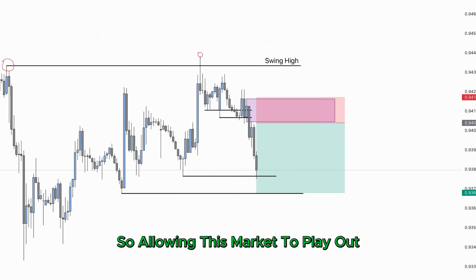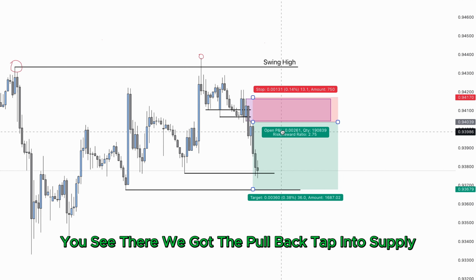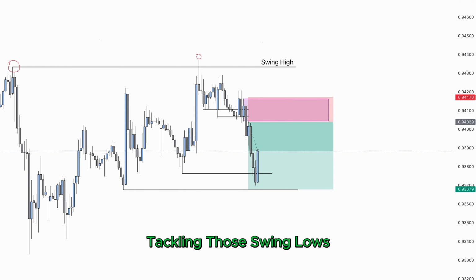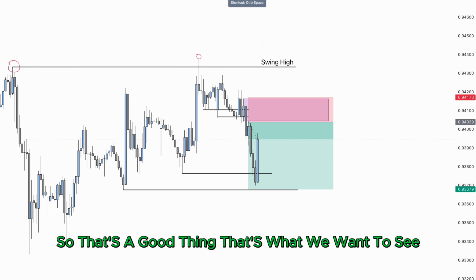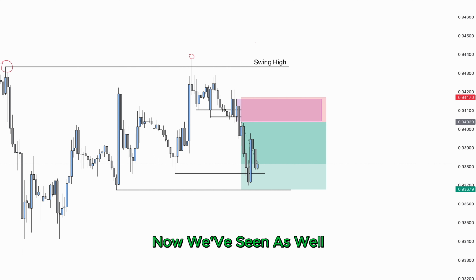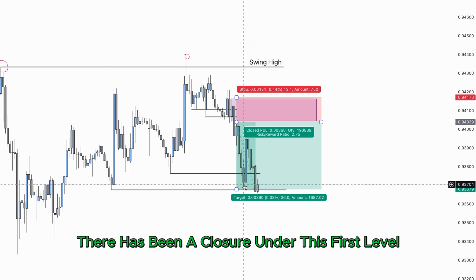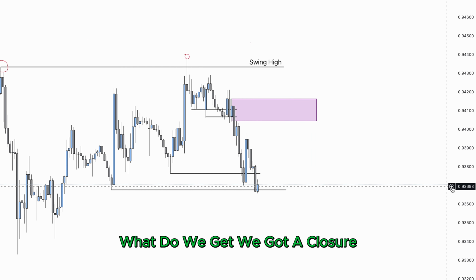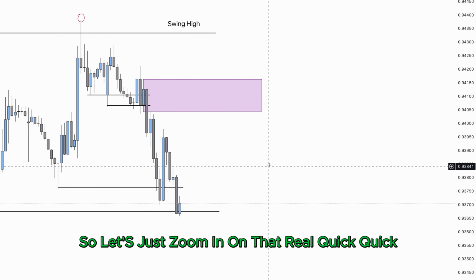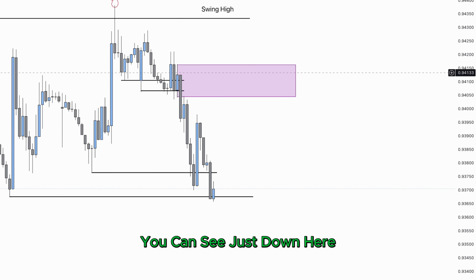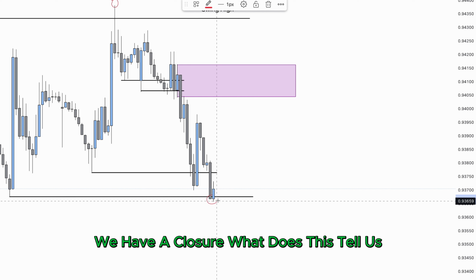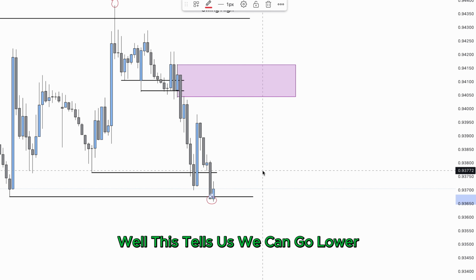So allowing this market to play out, you see there, we got the pullback, tap into supply. Now the market is pushing down, tackling those swing lows. So that's a good thing. That's what we want to see. Now we've seen as well, there has been a closure under this first level. And now that we've approached this second level, what do we get? We got a closure. So let's just zoom in on that real quick. You can see just down here, the level at which we took profits on that first trade, we have a closure. What does this tell us? Well, this tells us we can go lower.